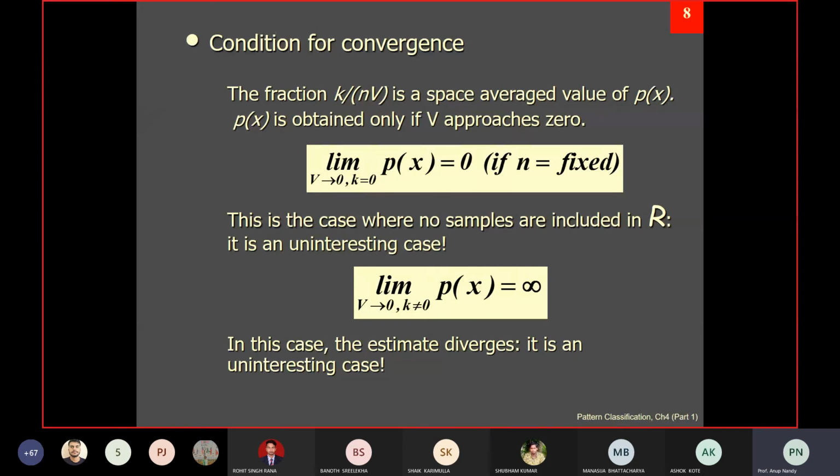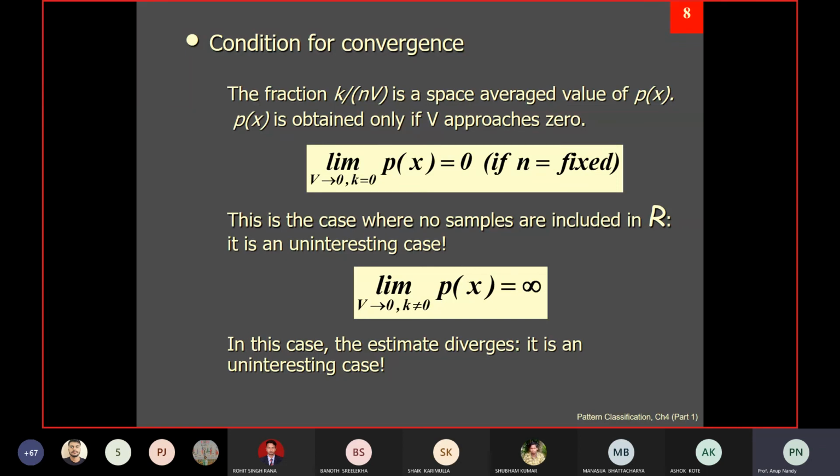The fraction is a space averaged value. Space average means that if you have this x interval, as I already told you previously, we cut the x-axis into small intervals and build a function. If it is a constant for each of these intervals, then it is called the space average value of px, and px is obtained only if v approaches 0. So one condition is the limit as n tends to infinity of vn is equal to 0.